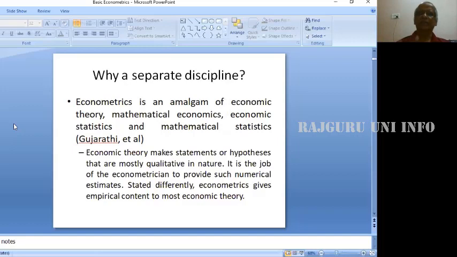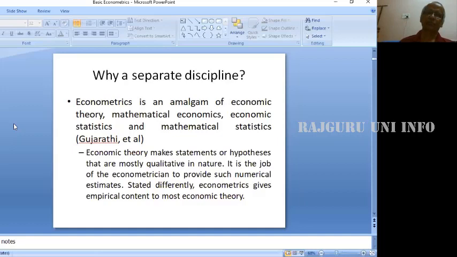Economic theory, any theory for that matter: a theory is a confirmed hypothesis. What is theory? Theory is a confirmed hypothesis. It is a statement which underlies a particular phenomenon. So hypothesis, right? I hypothesize a particular relationship, and if I can prove it, that becomes a theory. So a theory is a confirmed hypothesis, we call it.